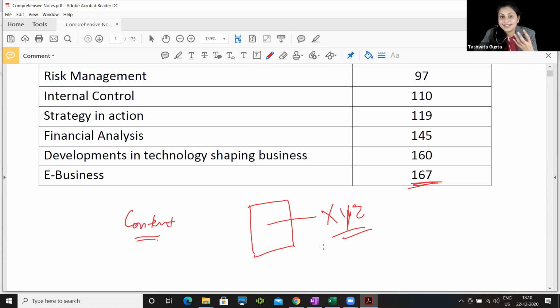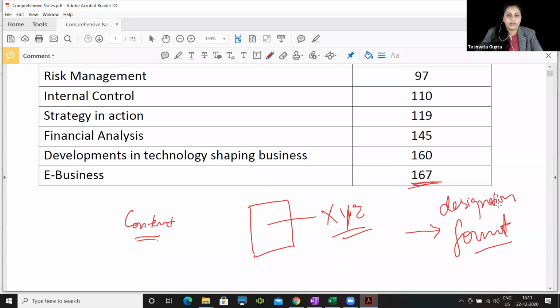Either you will be a consultant, or a management consultant, or a businessman, or the owner, or the finance manager. So you will be given one designation, then you will be given one format in which you have to present your answer. Based on that designation, just think of yourself as an actor. You have to act.